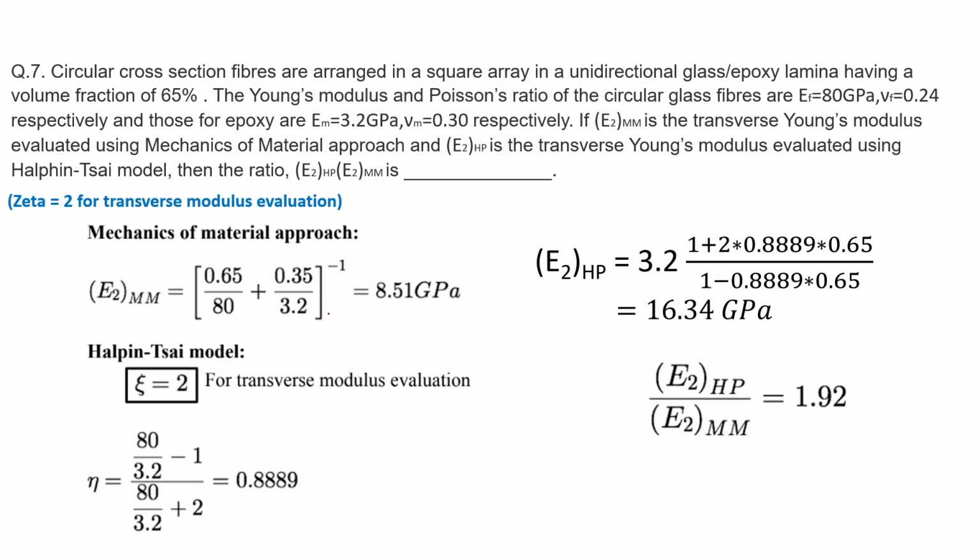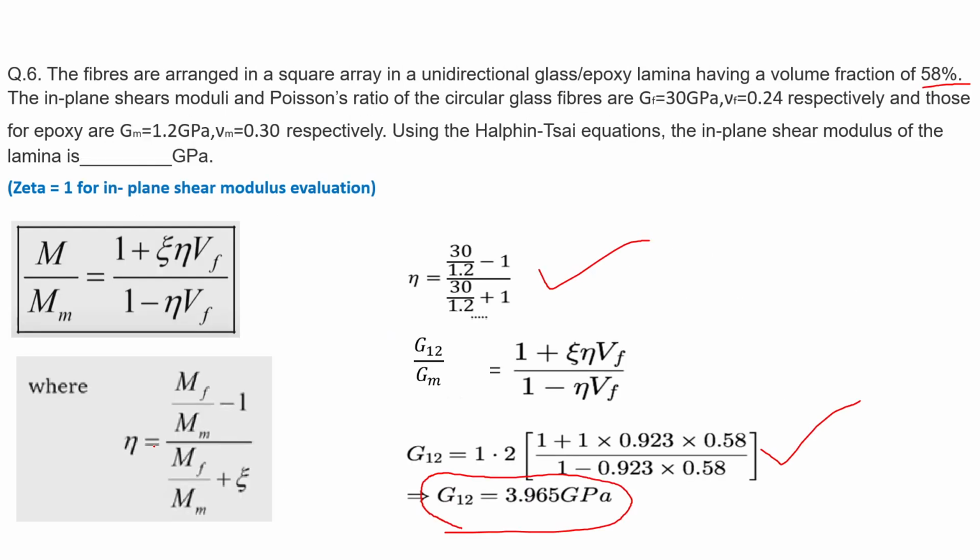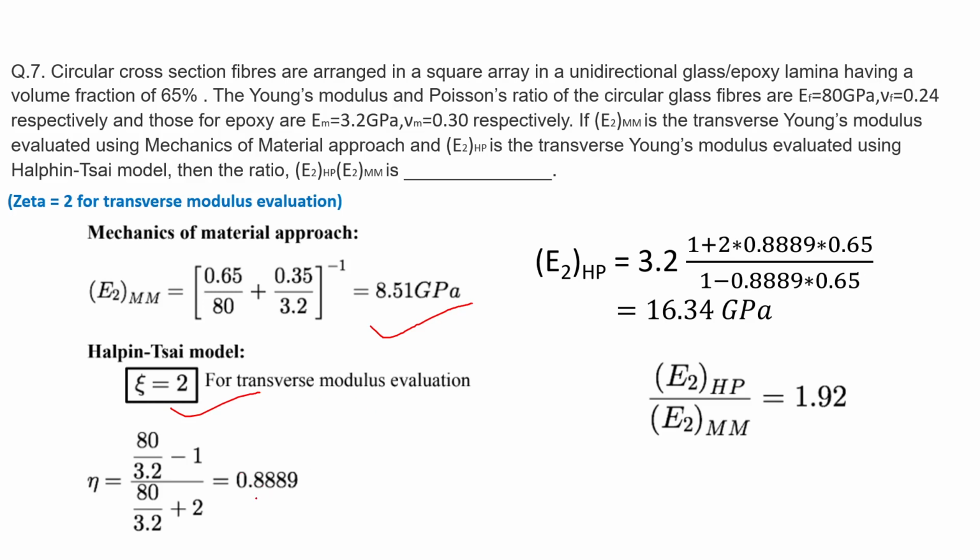So we used that equation here and found the E2 value by the mechanics of material approach as 8.51 gigapascal. Now comes the Helfenstein model. As I already told, when we are considering transverse modulus, we have to take the zeta value equal to 2. So we took zeta equal to 2. The first step was to find the value of eta. For eta, the equation already discussed needs the properties of the fiber and matrix and the value of zeta. Putting those properties in the equation of eta, we get eta as 0.8889.